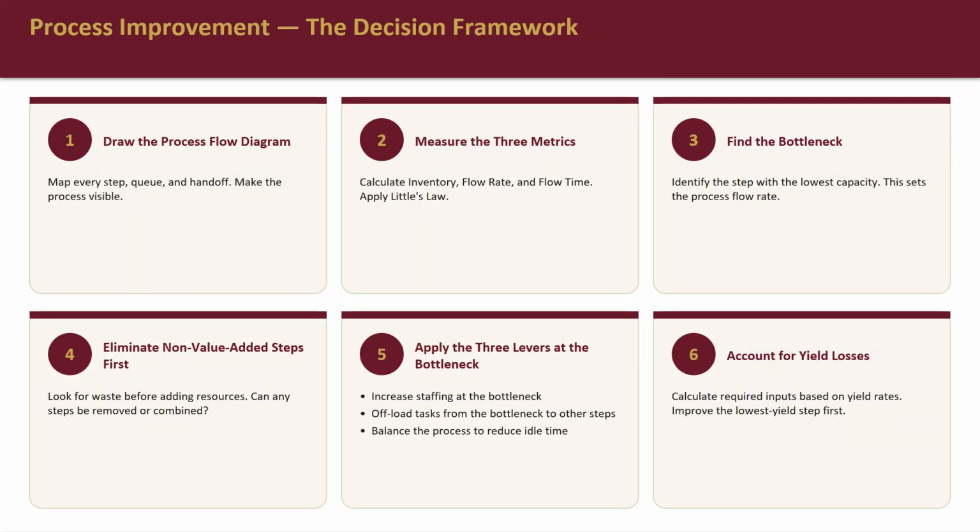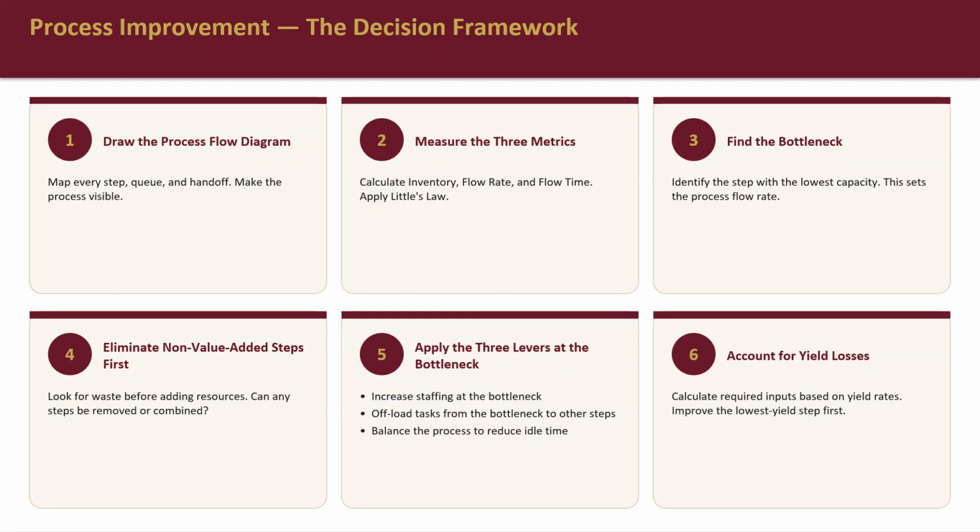We have covered a lot of separate pieces. This slide ties them into one repeatable routine. Look at the 6 numbered cards on screen and follow them in order. 1. Draw the process flow diagram, so every step, cue, and handoff is visible. 2. Measure the 3 metrics, inventory, flow rate, and flow time, and apply Little's law. 3. Find the bottleneck, the step with the lowest capacity because it sets the flow rate for everything.